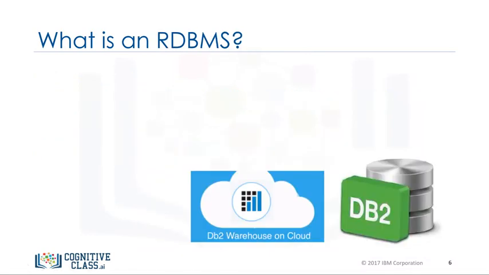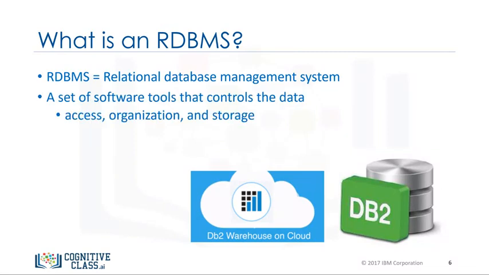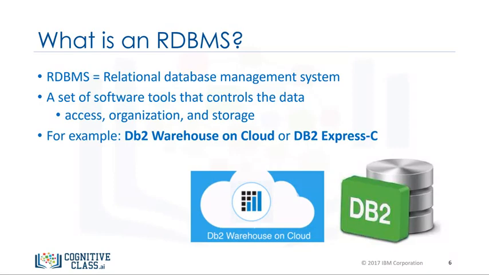For relational databases, it's called a Relational Database Management System, or RDBMS. RDBMS is a set of software tools that controls the data, such as access, organization, and storage. An RDBMS serves as the backbone of applications in many industries, including banking, transportation, health, and so on. Examples of relational database management systems are MySQL, Oracle Database, DB2 Warehouse on Cloud, and DB2 Express C.